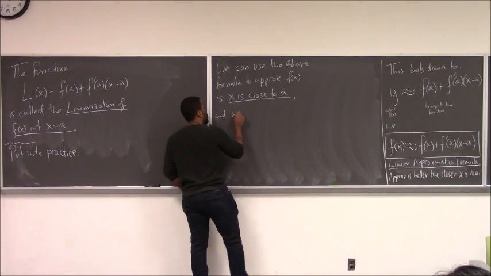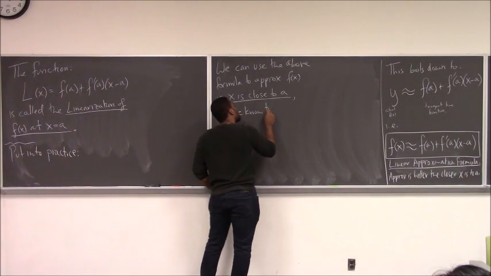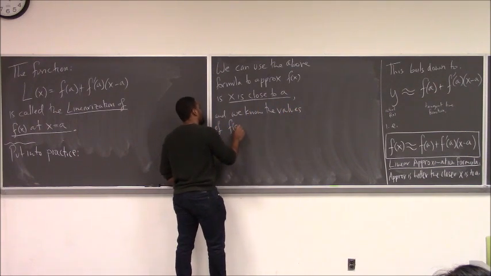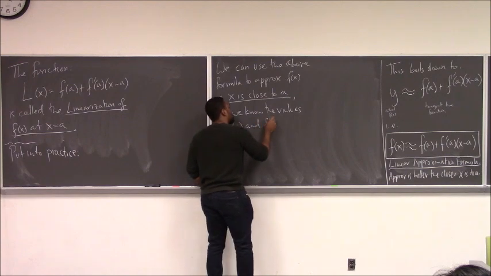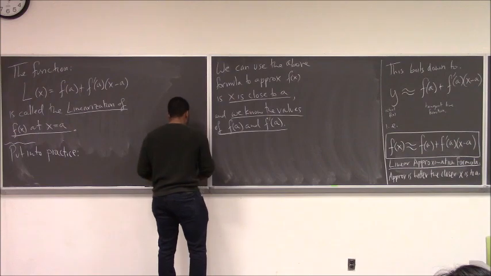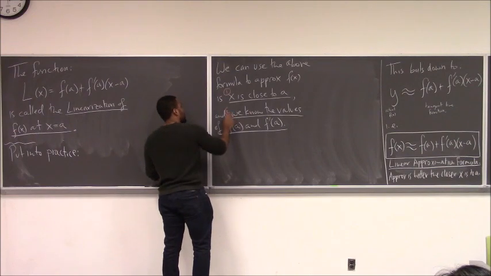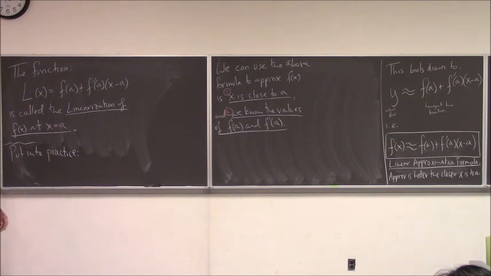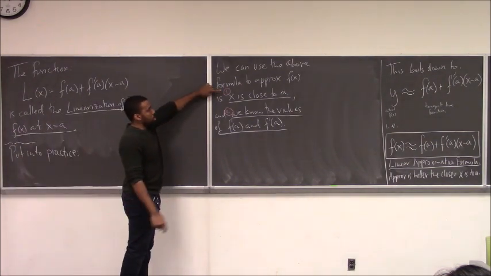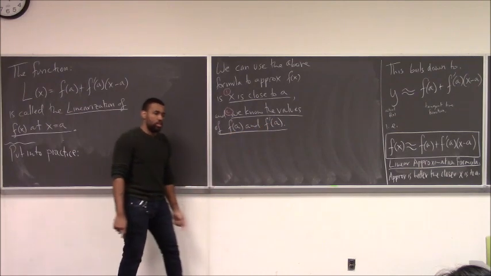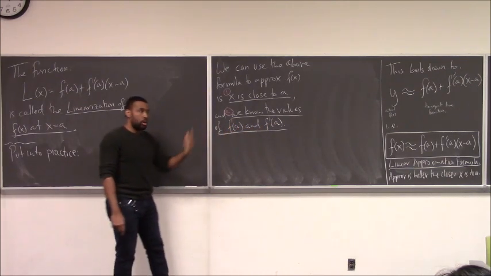And we know the values of f of a and f prime of a. So given these two conditions, we want to get a handle on a certain function that using that function directly is very difficult to deal with. However, if the point we care about is super close to another point that we kind of know this information for, we can use that information to talk about the original function.